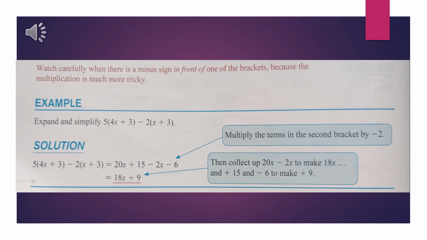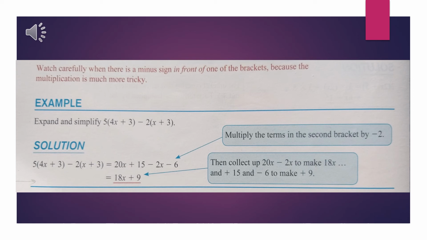Now see the solution. 5 times (4x plus 3), no question for you, but minus 2 times (x plus 3)... that equals 20x plus 15. You can write it properly, but the mistake is in the next term they are writing. You all can write minus 2x plus 6, but it is not so. When there is a negative sign in front of the brackets, all the signs inside the brackets will change.